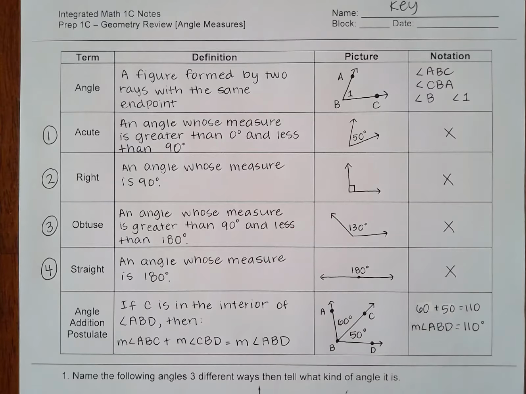If they told you the whole thing was 110, and if they told you that that part up there was 60, then you could work backwards using subtraction to figure out that that piece was 50. So even though it's called the angle addition postulate, you can still do some of the things with it using subtraction. So we went through those definitions kind of quickly.